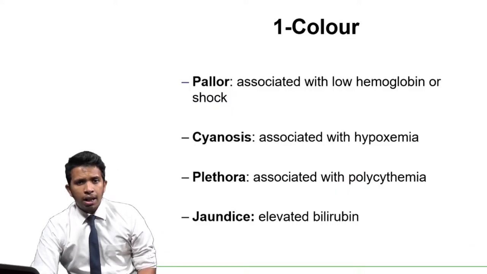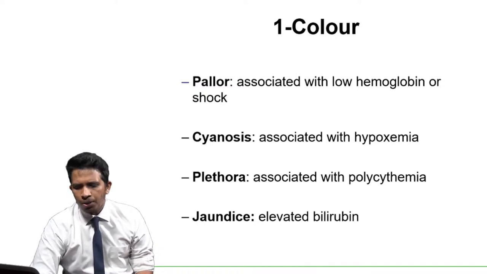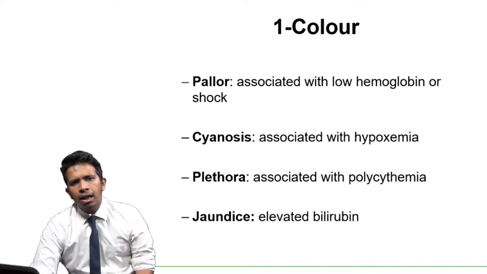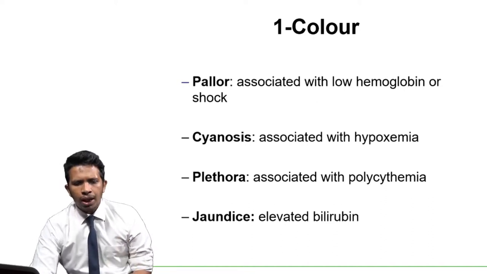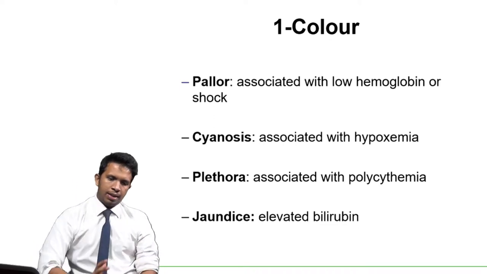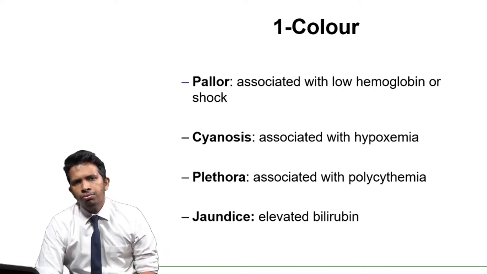Then, after we are done with the measurements, we go for a general examination. Here, what we are trying to do is observe the general appearance of this child. How does this child look when I look at him with my eyes? If I take a step back and look at the child, how does the child look? We can easily check the color of the child.